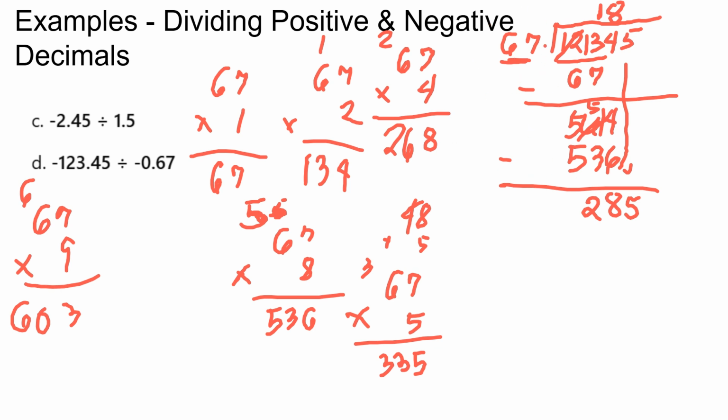How many 67s are there in 285? We'll now say that it is 4. Okay? Yes, 4. Got it? All right.